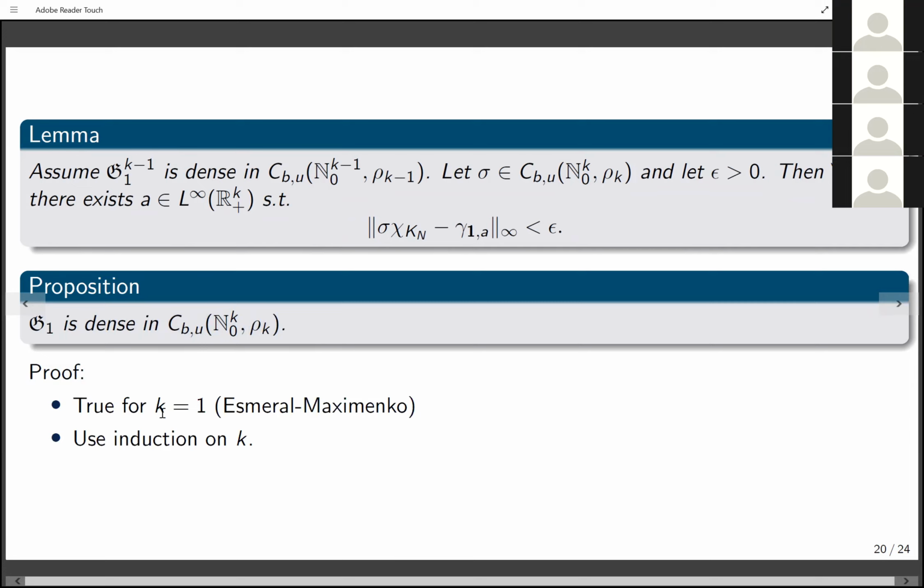It's by induction on K. When K is equal to 1, we have the result from Esmeralda and Maximenko, and then we just use induction on K along with this lemma. We get to prove the density of G1 in CBU and not K. So now what's left is to prove the lemma.